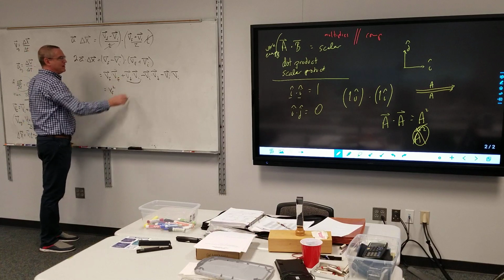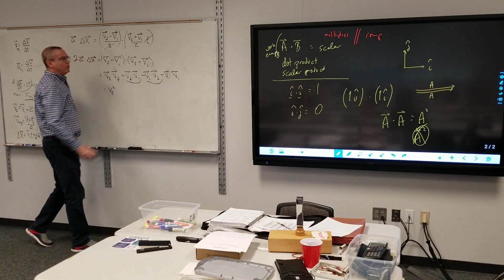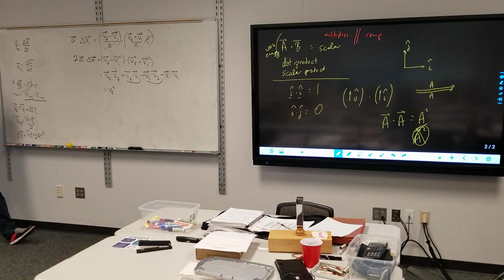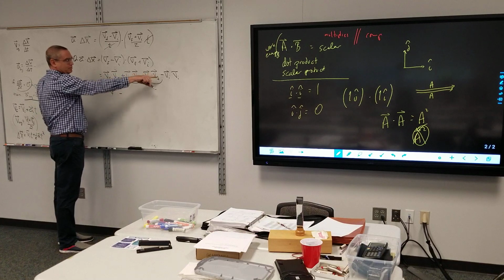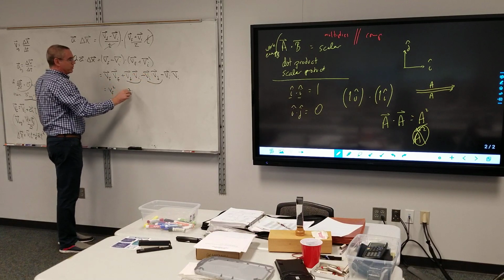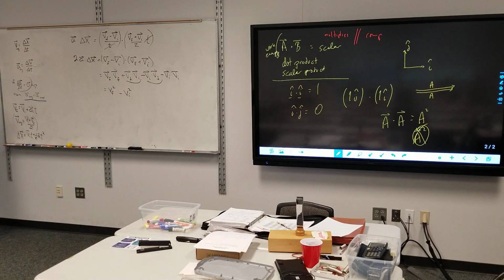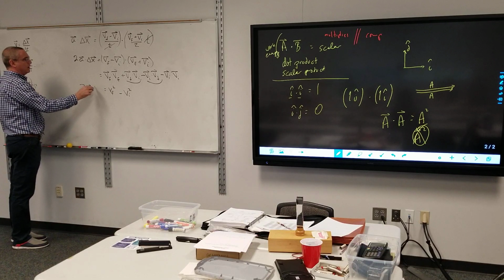I have Vf dot Vi and Vi dot Vf. Well, the commutative property holds. It doesn't matter the order in which I multiply. I'm subtracting, so those cancel each other out. Minus Vi squared. And that's equal to a dot delta x.